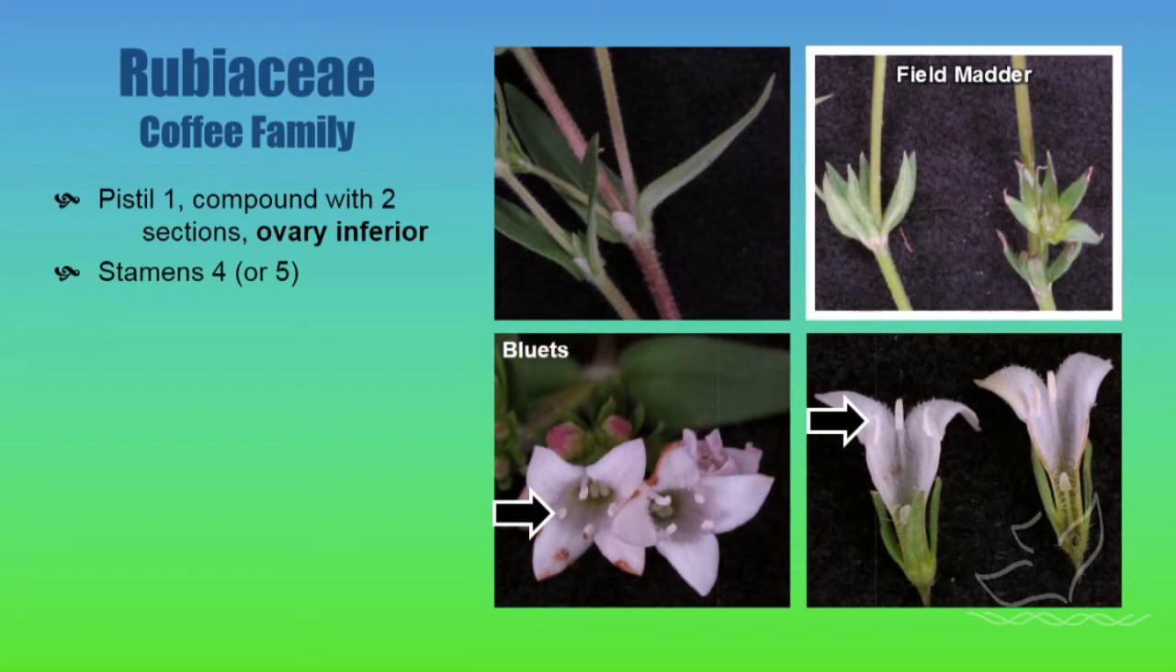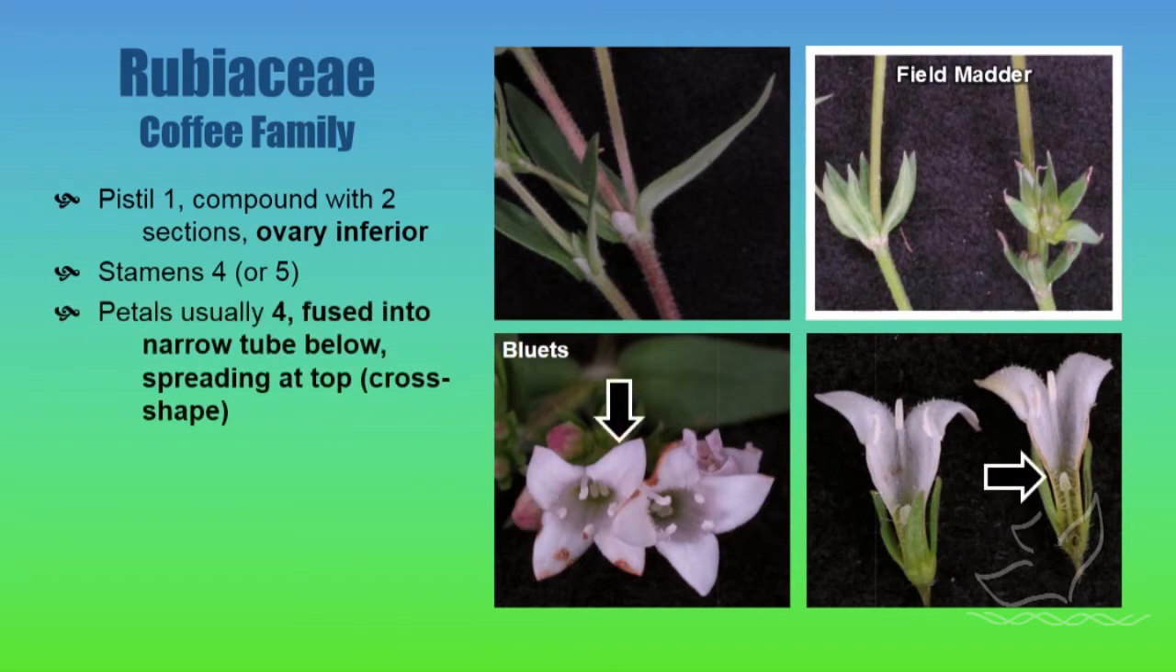So we have a couple of flowers that have been split open. So you can see 3 of the stamens. The other stamen was ripped away in making the section. The petals are usually 4. They're fused into a narrow tube below, but then it tends to flare and the tips spread out apart. And the free parts of the petals, as they spread apart, form again a cross shape. So this is a cross shape, but not separate petals, but fused petals.